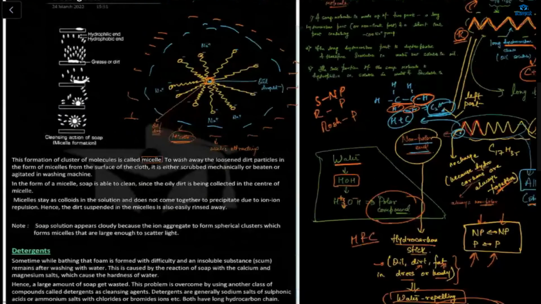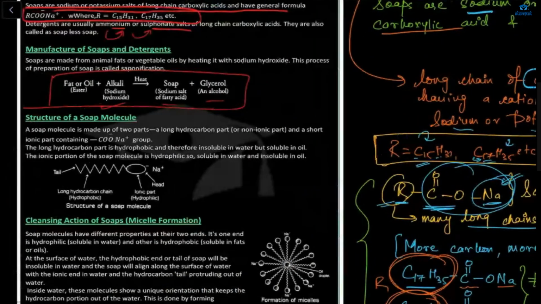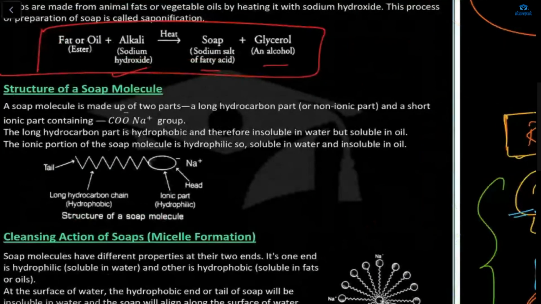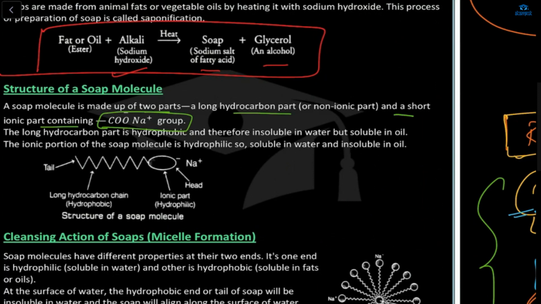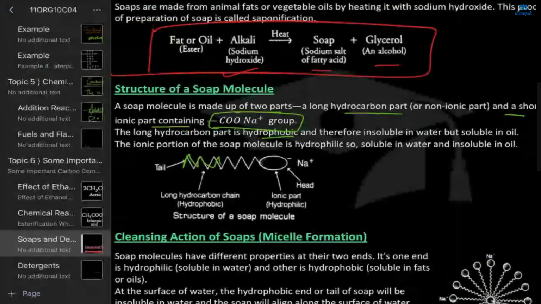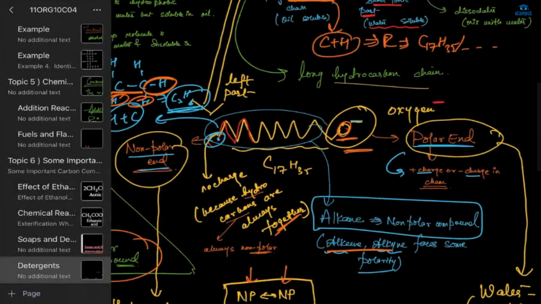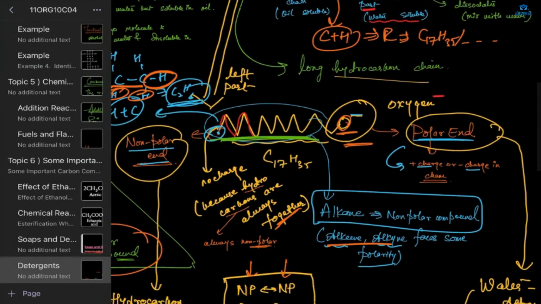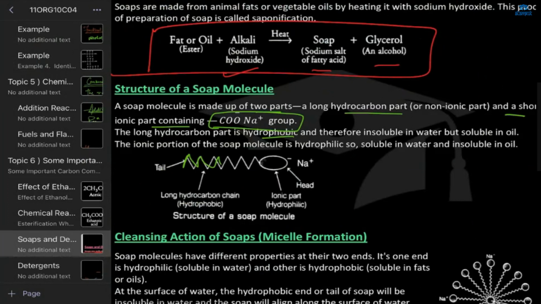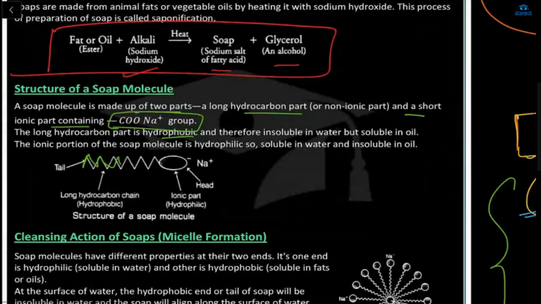So first, let me go with the definition part. Here, a soap molecule is made up of two parts, a long hydrocarbon part and a short part, like this. This is the group of salt. So, soap. This is my long hydrocarbon chain, which is hydrophobic. We studied just now that this part is hydrophobic. This long hydrocarbon chain is hydrophobic and therefore insoluble in water. This is not soluble in water, okay?